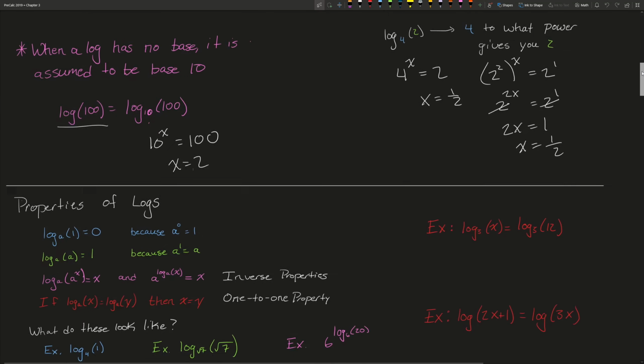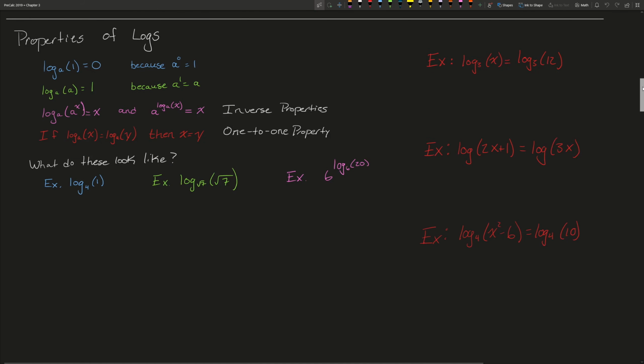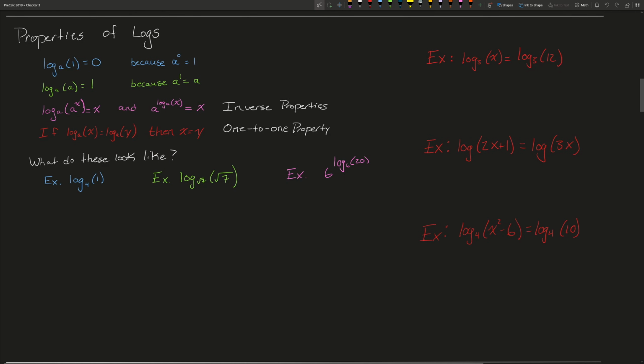Just as exponents have properties, so too do logs. And the ones that we need to know for now are the following. So log base a of 1 is equal to 0. Again, if we rewrite that in exponential form, that says that a to the 0 power is equal to 1, which is always true. The next thing we need to know is that log base a of a is equal to 1, because, again, if we rewrite that in exponential form, a to the power of 1 will always equal a.